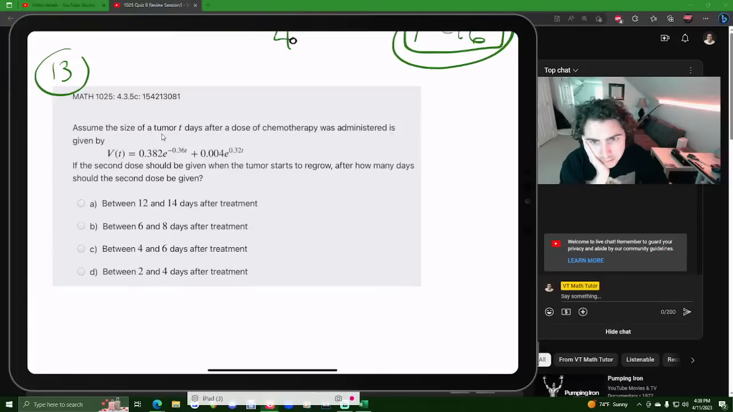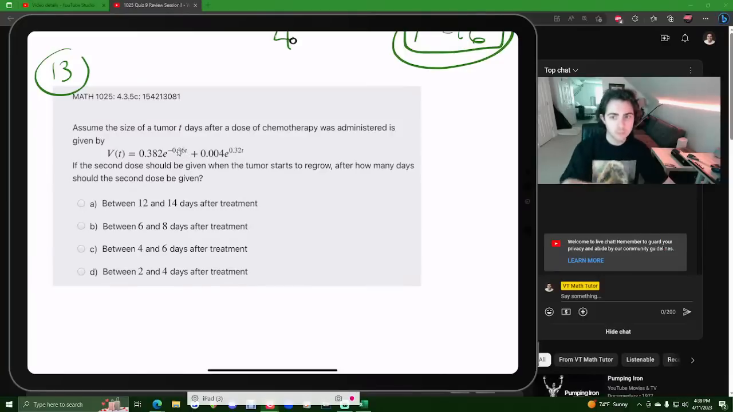Assume the size of a tumor T days after a dose of chemotherapy was administered is given by this. So this represents the size of a tumor T days after a dose of chemotherapy. If the second dose should be given when the tumor starts to regrow, after how many days should the second dose be given? So the idea is we want to find the minimum of this function.